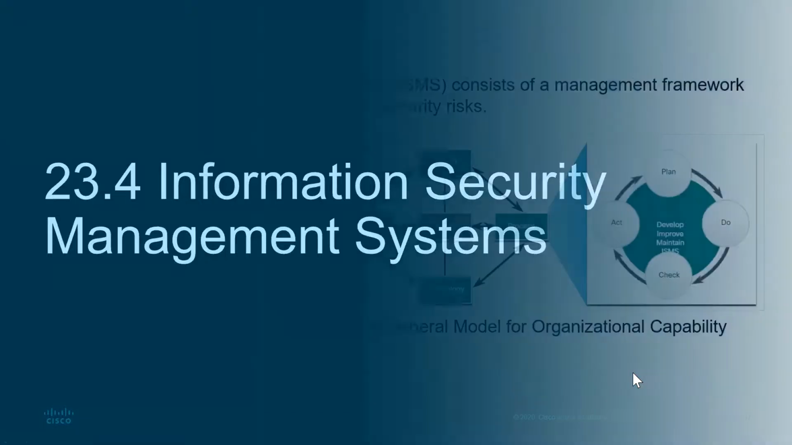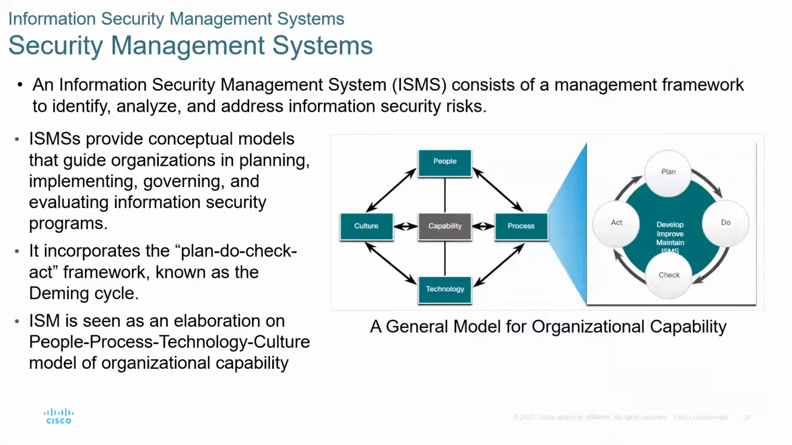For information security management systems, this is going to be your ISMS, and it's going to consist of your management framework to identify, analyze, and address information security risks. These provide conceptual models that guide organizations into planning, implementing, governing, and evaluating information security programs. It incorporates a plan, do, check, act framework known as the Deming cycle. The ISMS is going to be seen as the elaboration on the people, process, technology, culture model of organizational compatibility. So you can see those two models that are typically used out here.